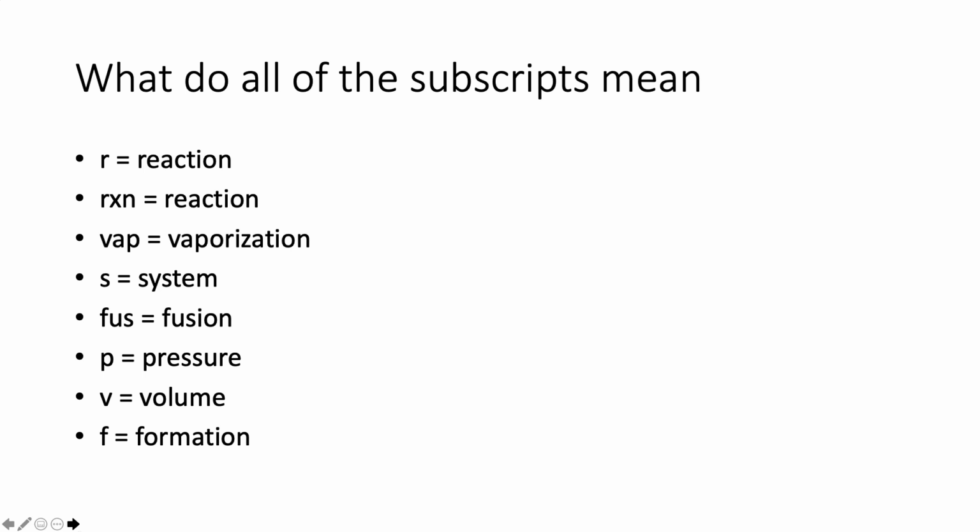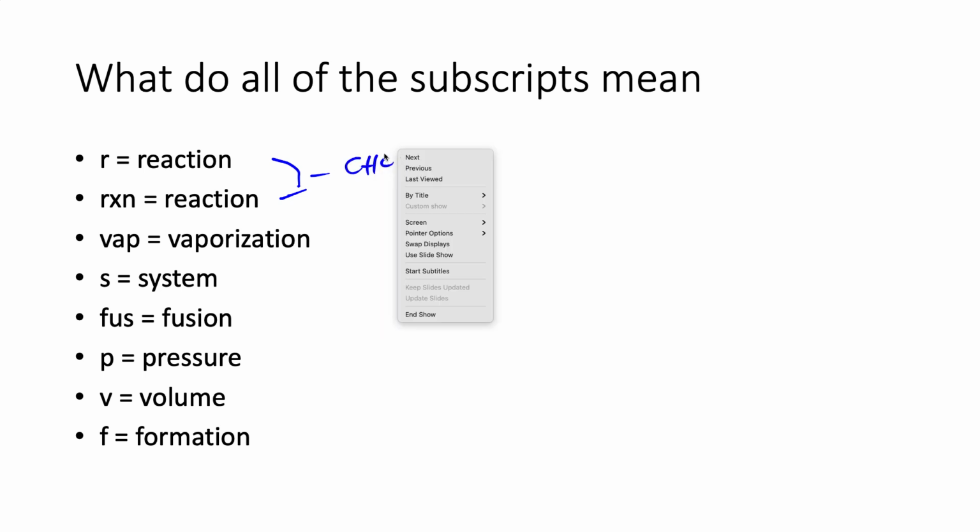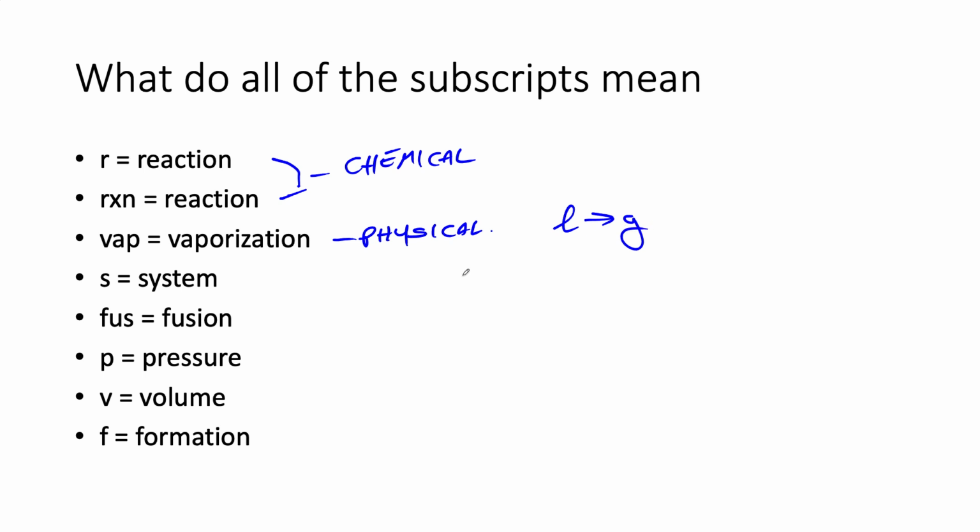R is reaction, or you may see it as RXN. Both of those are chemical properties. It has the heat of reaction, internal energy of reaction. So these two are chemical. This is the physical property of vaporization, going from a liquid to a gas. And remember, L is equal to liquid, G is equal to gas. Make sure you know these letters as well.